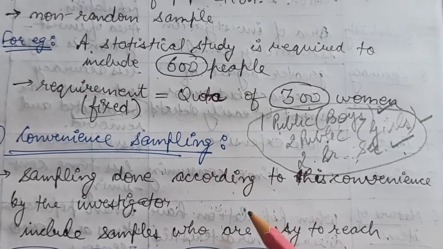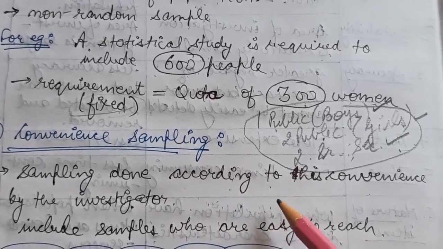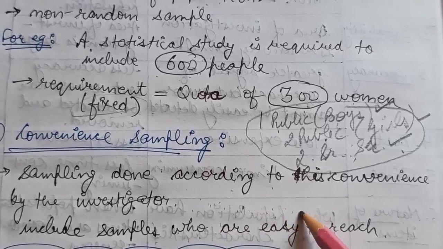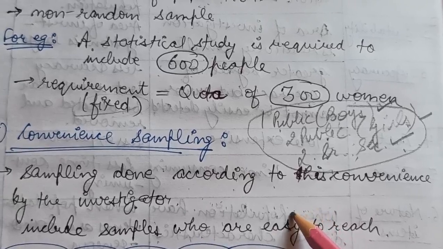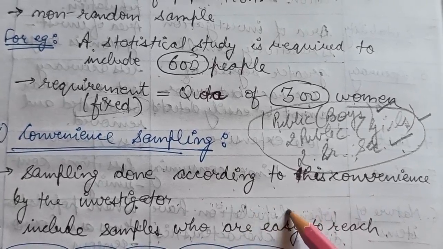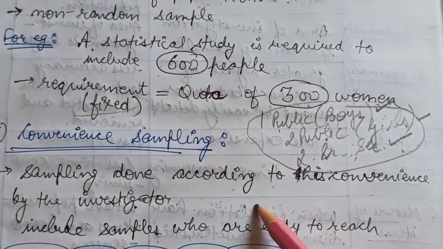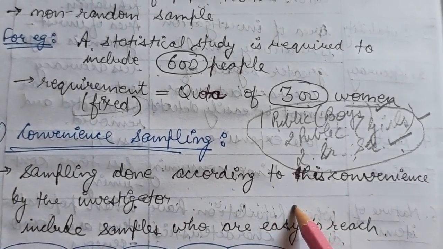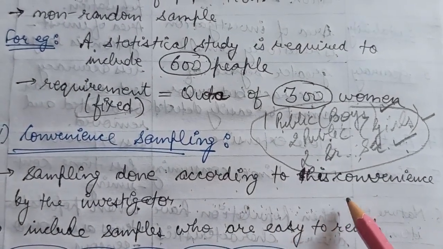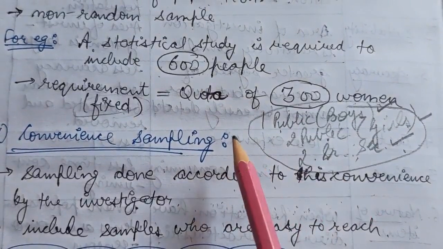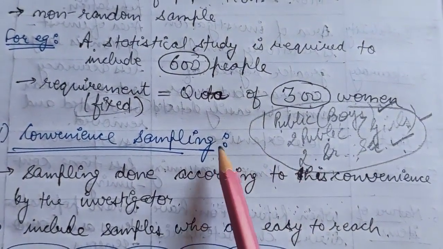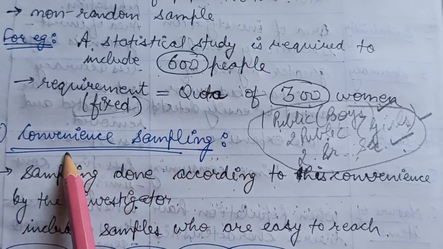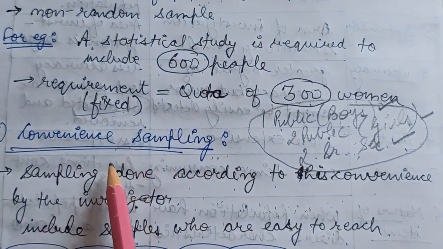You can take another example. Suppose an investigator wants to collect data about the eating habits of a certain school. What he will do, the school which will be in his neighborhood, he will collect the data from that school only and will base his study on the data collected from that school. So this is the convenience sampling, in which the sampling is done according to the convenience of the investigator.